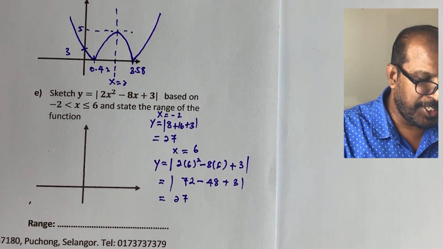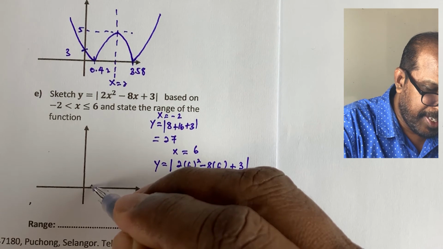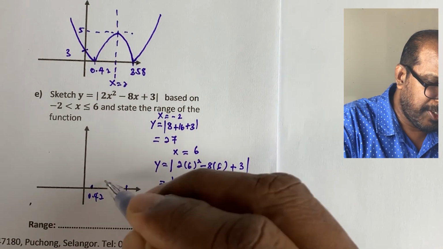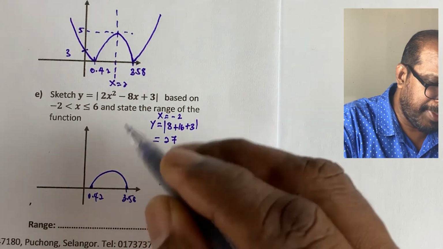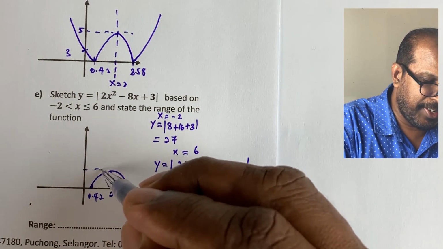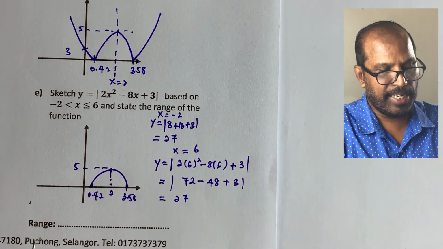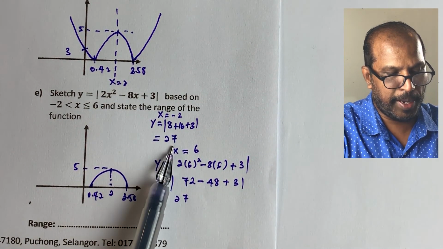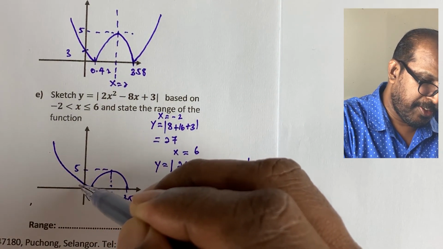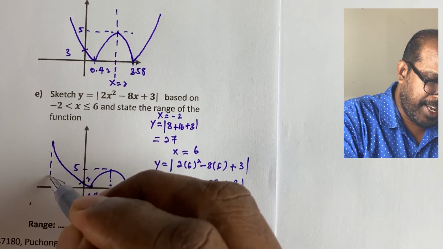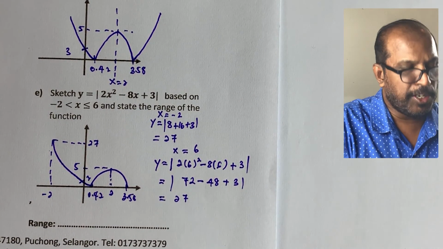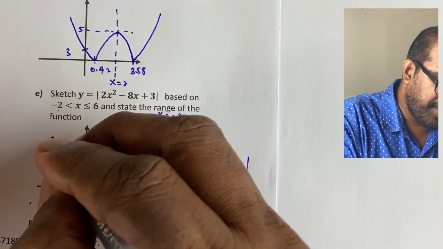Now with all these values, we need to draw the graph. So the graph is here. This is 0.42 and this is 3.58. So I'm going to draw. So this is the graph in this part, in the middle here. And this value is 2 and this value is 5. And this graph, when it's negative 2, stops at 27. So 27 is here. So this is negative 2 and this is 27. And because negative 2 is not included, therefore I put a circle here.